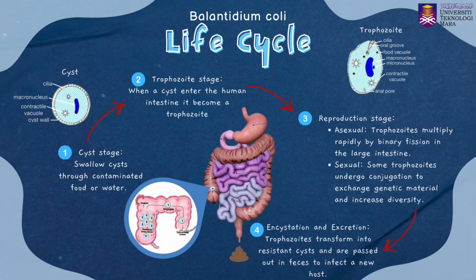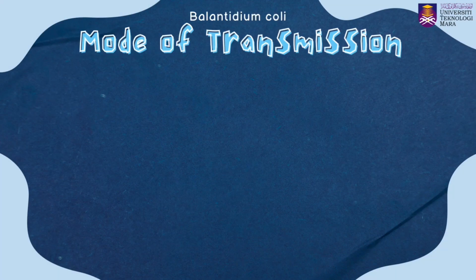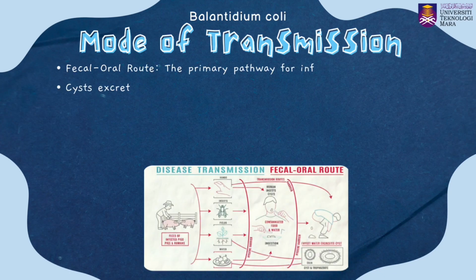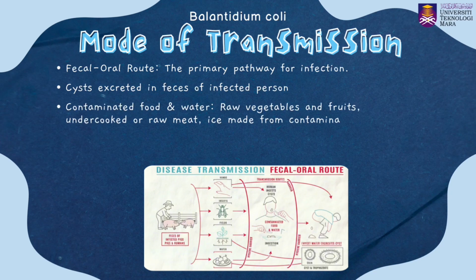Mode of transmission. The main route of transmission for Balantidium coli is the fecal-oral route. Cysts are excreted in the feces of an infected person and can survive in the environment for a long time. These cysts can contaminate food and water, including raw vegetables and fruits, undercooked or raw meats, ice made from contaminated water, or any food and water handled with dirty hands.